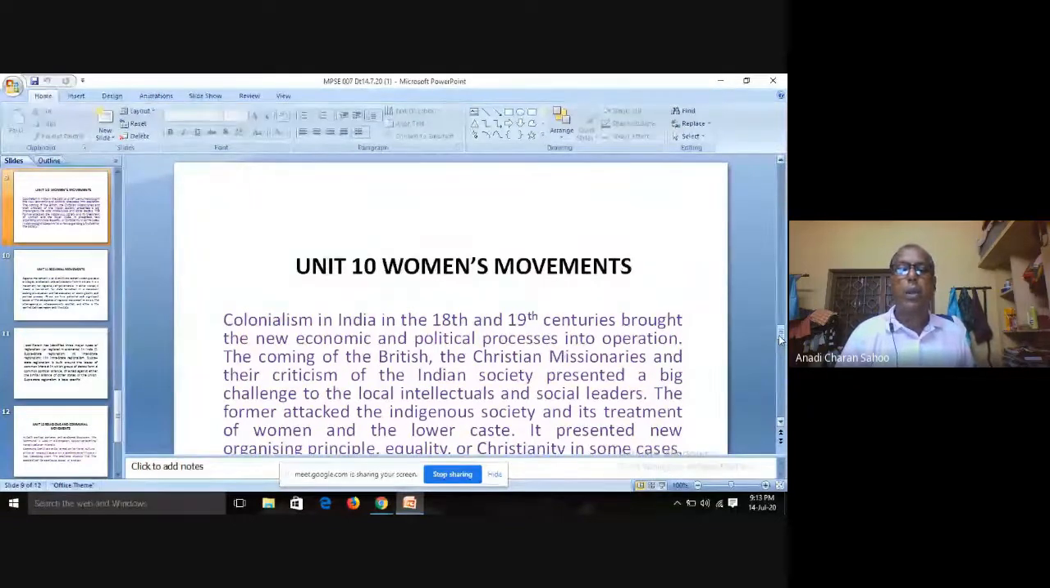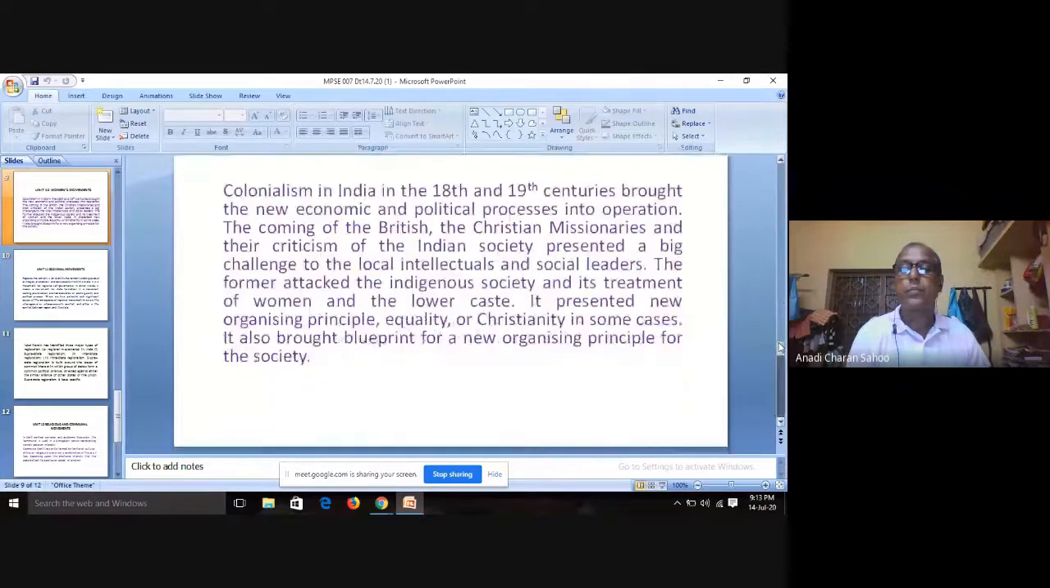The former attacked the indigenous society and its treatment of women and the lower castes. It presented a new organizing principle, equality, or Christianity in some cases. It also brought a blueprint for a new organizing principle for the society.